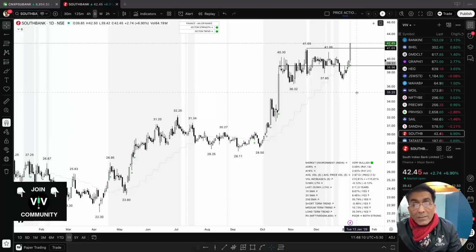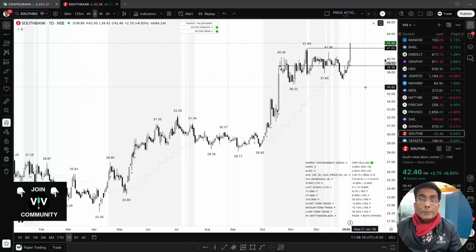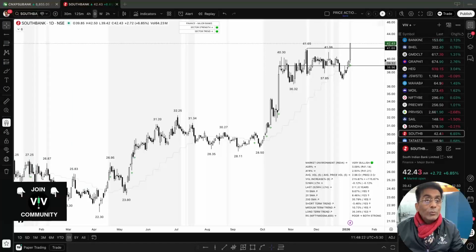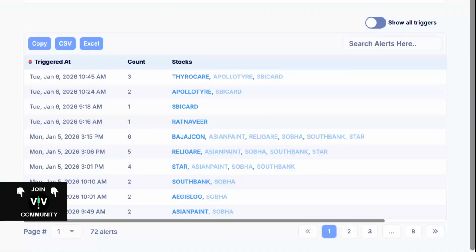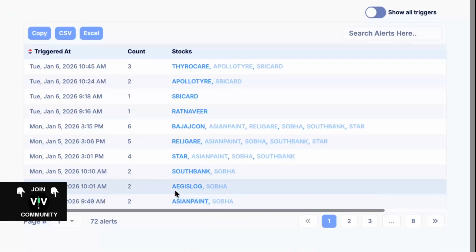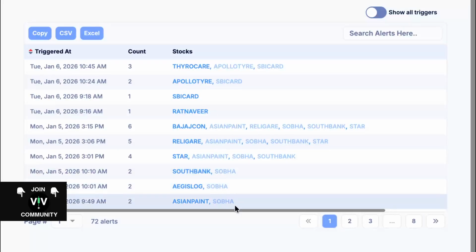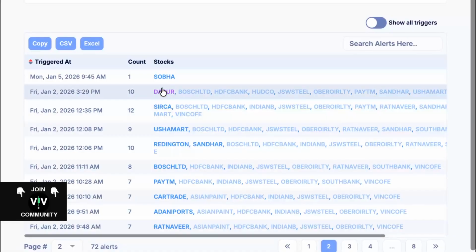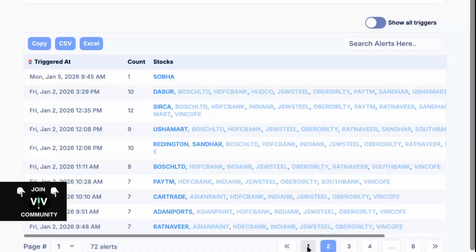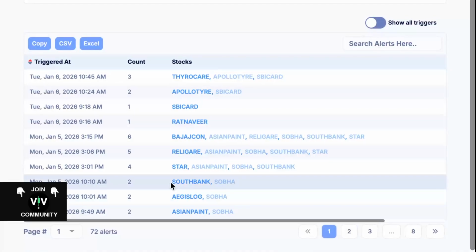Why am I saying this is important? Because the sector is already in trend, so you have to look at the chances. On the scanner, I will show you one more thing. Our scanner has also shown Aegis Logistics and other stocks, Circa, Hudco and all that. But why didn't I buy those? Why did I only buy South Indian Bank? The reason was simple: the sector is in trend.